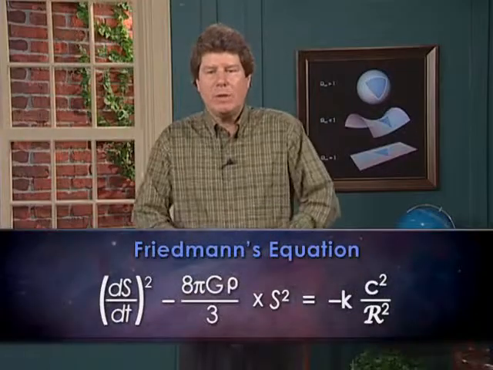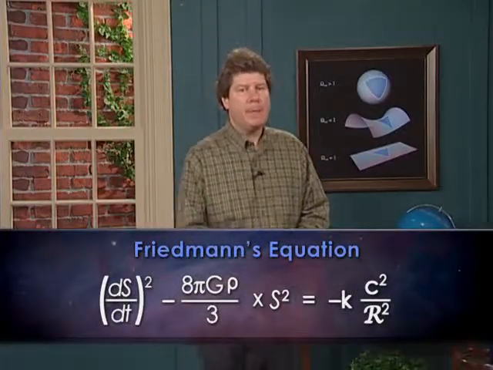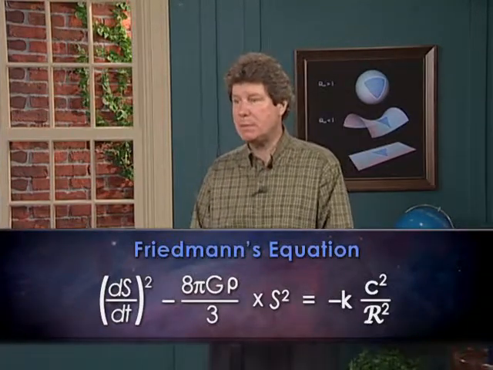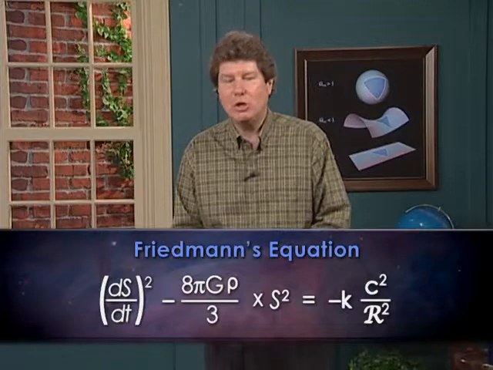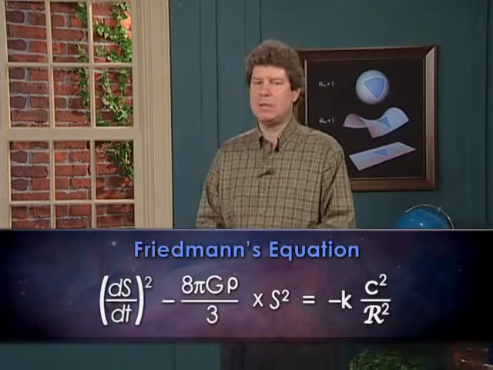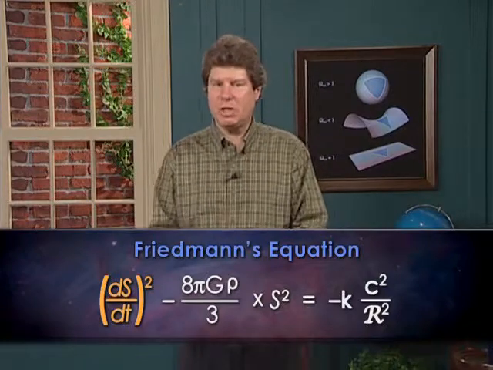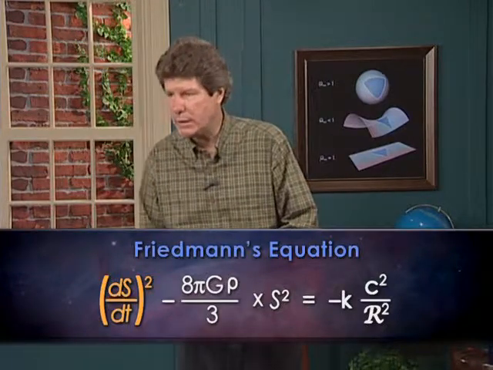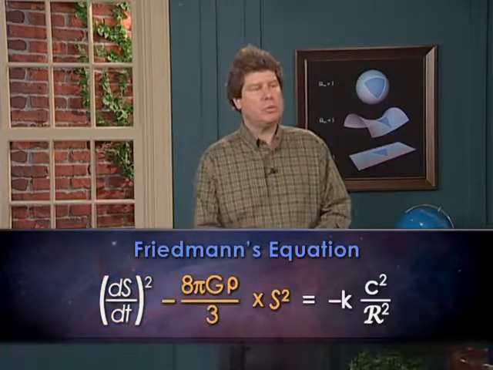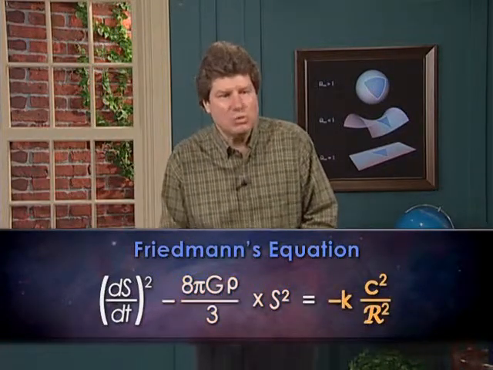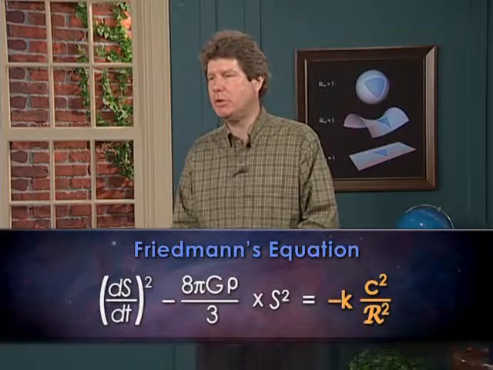Here it is. We don't need to look at it in detail, but notice it has a familiar form. It has three terms, and the two on the left look like things we've encountered in our Newtonian analysis. The first is the rate of change of the scale factor, squared, and the second includes the cosmic density and the scale factor. It's the right-hand term that looks new.